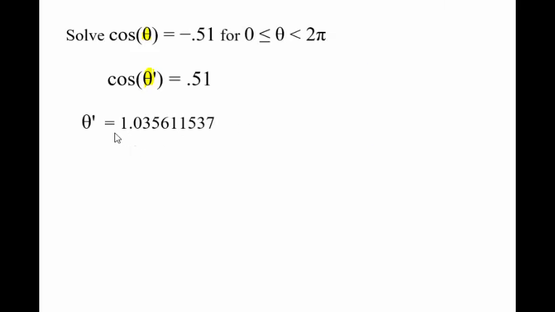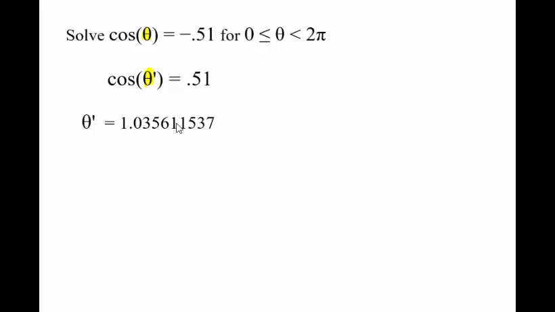So notice that number from the calculator is not the answer to my problem. This is just the reference angle that I can use to find the two answers in the interval specified. In fact, it turns out that 1.0356 radians is a quadrant 1 angle, and in quadrant 1 cosine is positive, and we're actually trying to solve the original problem for where cosine is a negative number. So this cannot be the solution to the original problem. However, it'll be very helpful.